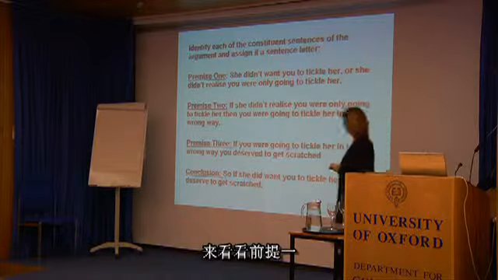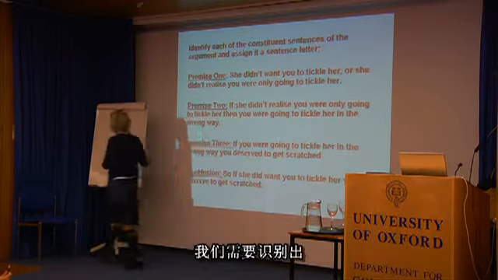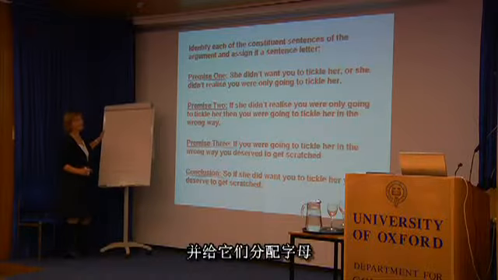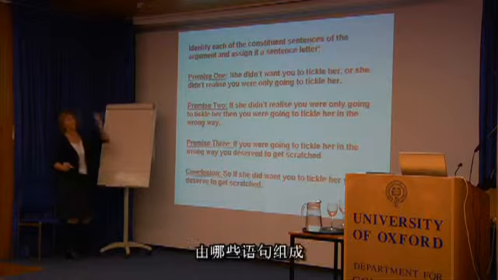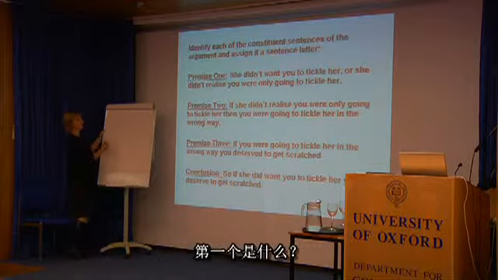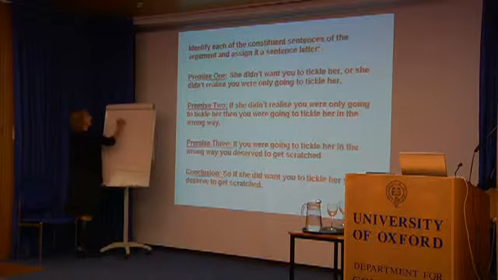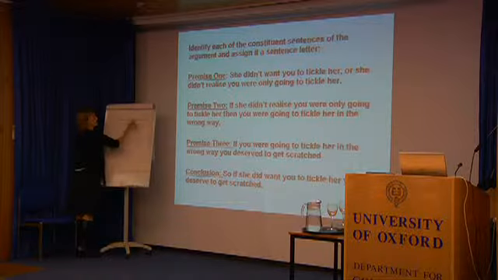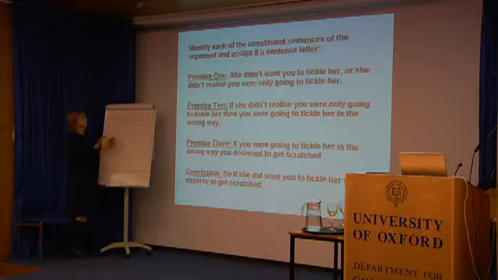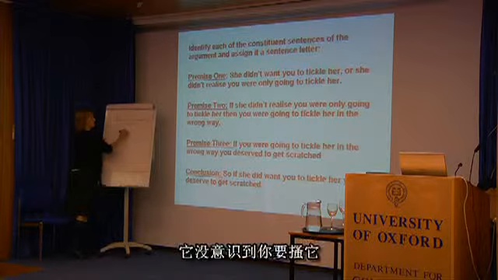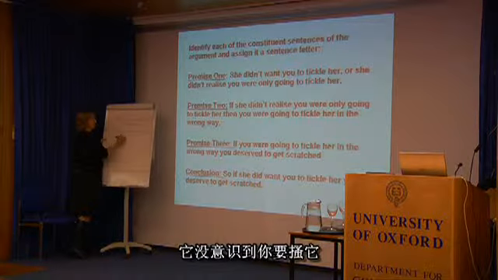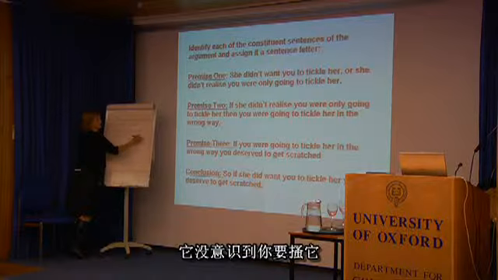Okay, let's look at premise 1. We've got to identify the constituent sentences of that premise and assign it a letter. So just looking at premise 1, what are the constituent sentences? What's the first one? She didn't want you to tickle her. Okay, and the other one? She didn't realise you were only going to tickle her.